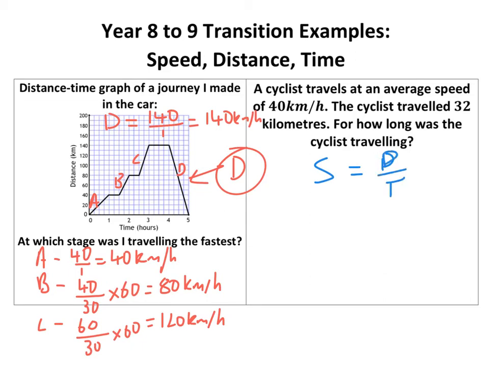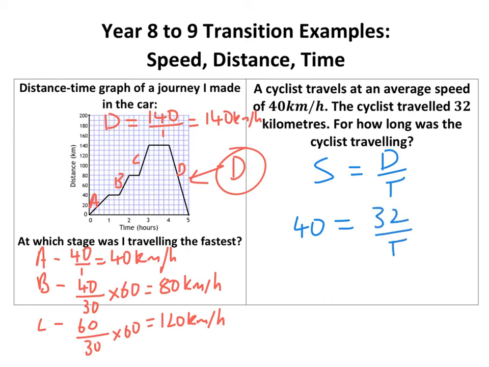Distance is a terrible D. I'm going to have to rub that out and do that again. Right, D, there we go. Now then, we have the speed, 40. We have the distance, 32. We just don't have the time.